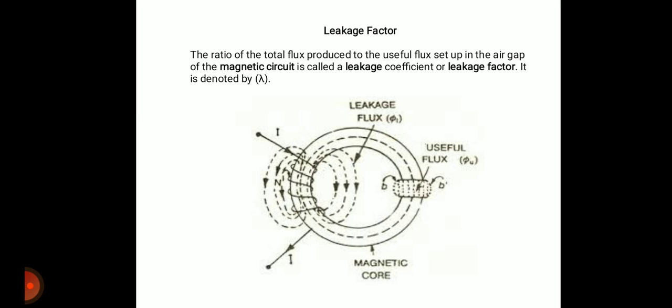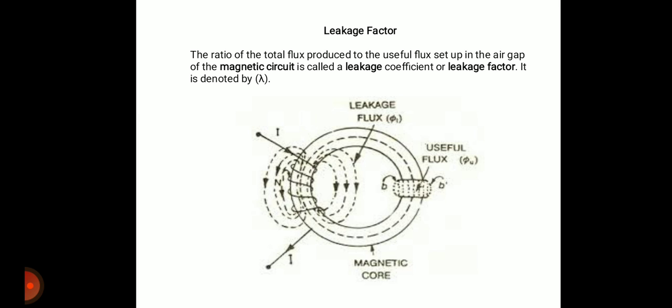Whatever flux is generated in the coil must follow the magnetic core and must cross the air gap in the magnetic core, which is on the right hand side. The flux which is crossing the air gap is called the useful flux. The ratio of the total flux produced at the coil to the useful flux set up in the air gap, or the useful flux of the magnetic circuit, is called the leakage coefficient or the leakage factor, and it is denoted by lambda. So what is leakage factor? It is the ratio of magnetic flux produced to the magnetic flux in the air gap.